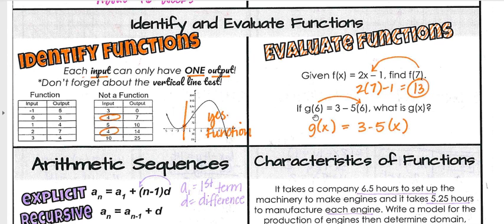Here, if g of 6 equals 3 minus 5 times 6, what is g of x? So g of x would just equal 3 minus 5 times x. Okay, this is how we would write it as a function.